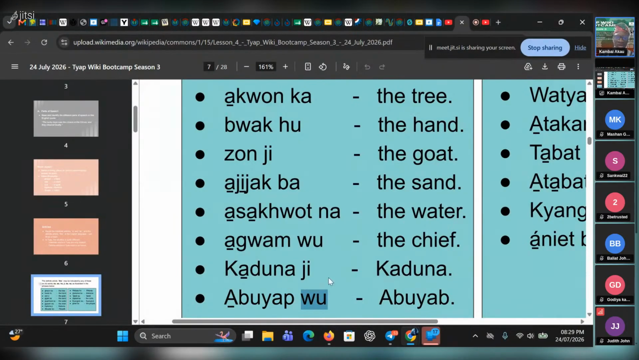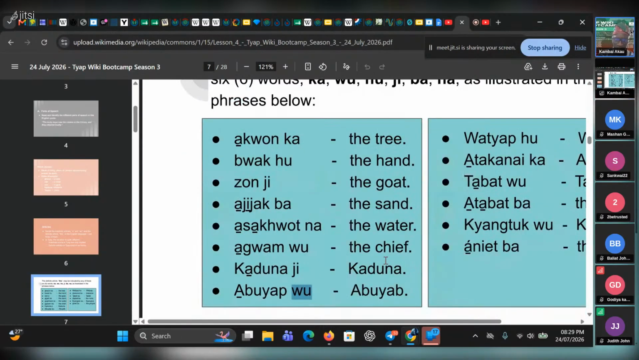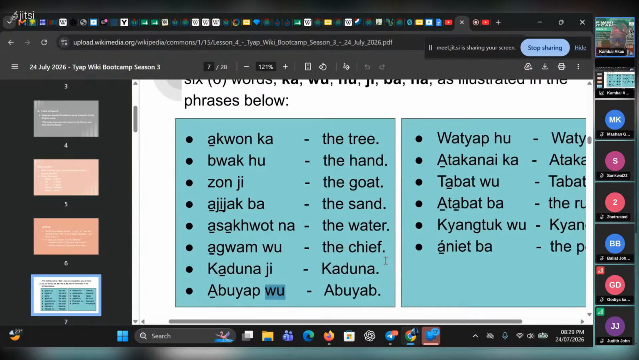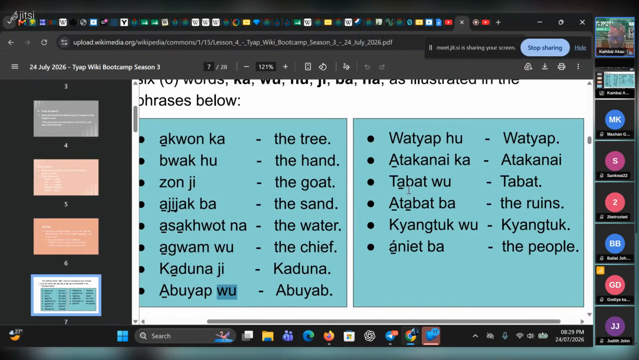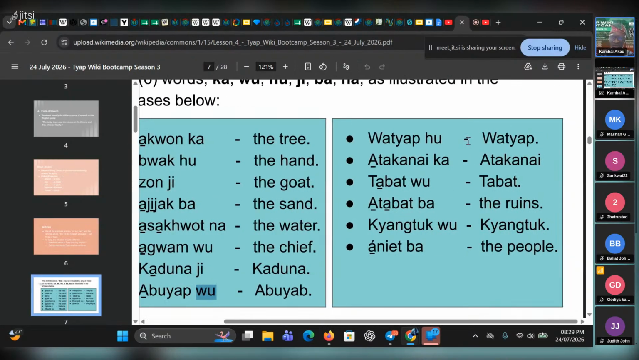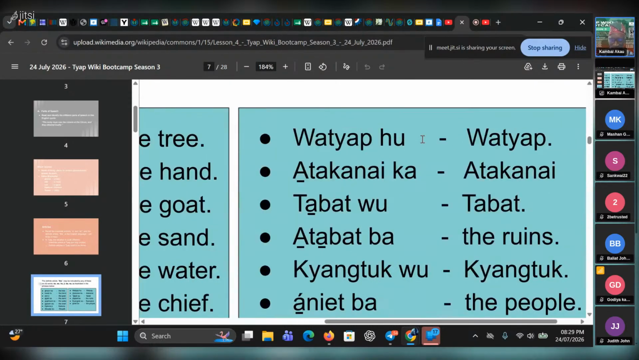So Tyap has definite articles for all nouns, no matter what it is, being either a name of a person, name of a place, name of an animal, name of a thing. They all have definite articles. And then Watia, Watia is another settlement. It's carrying a Wu because all W words in Tyap carry the Wu definite article, except if there's an exception, but I've not noticed any exception thus far.